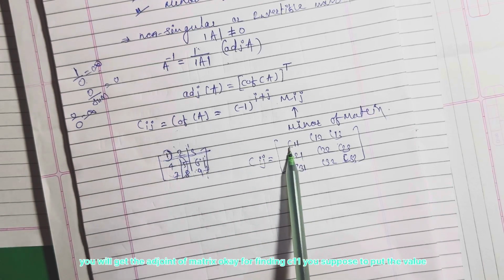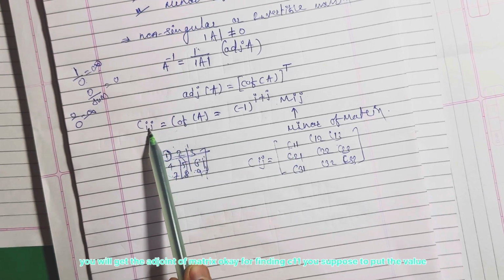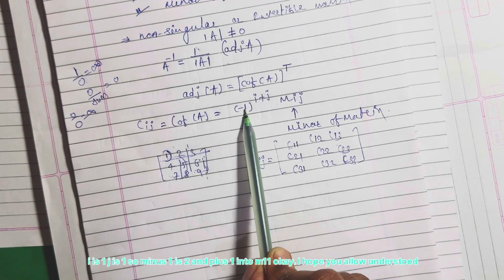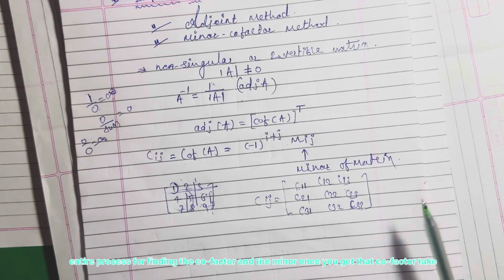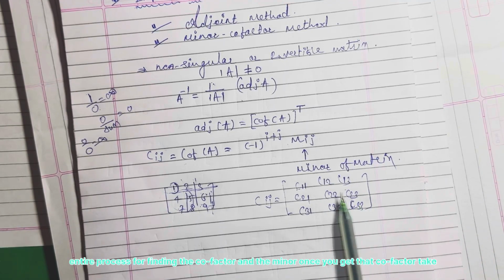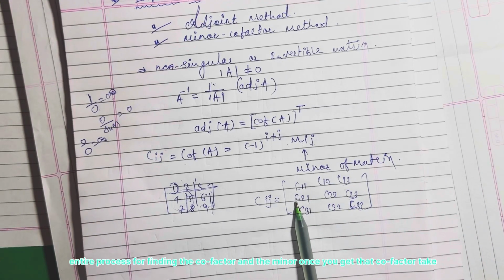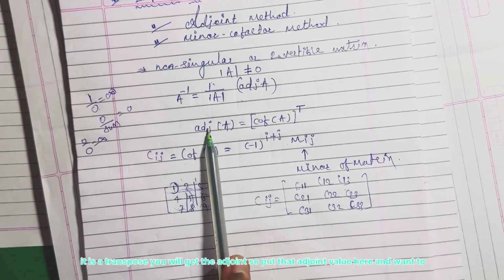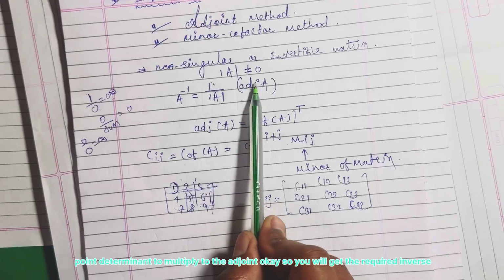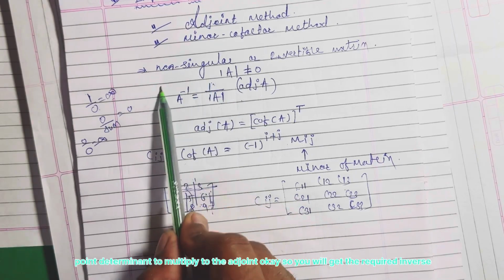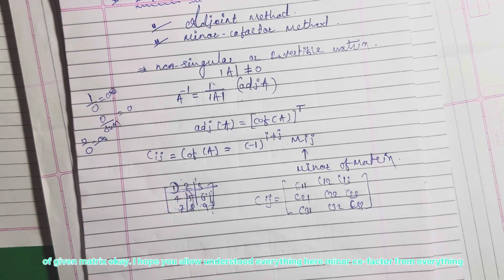For finding C11, you put i is 1, j is 1, so minus 1 raised to 1 plus 1 into M11. I hope you have understood the entire process for finding the cofactor and minor. Once you get the cofactor, take its transpose and you will get the adjoint. Put that adjoint value here: 1 upon determinant of A multiplied by the adjoint of A, and you will get the required inverse of the given matrix.